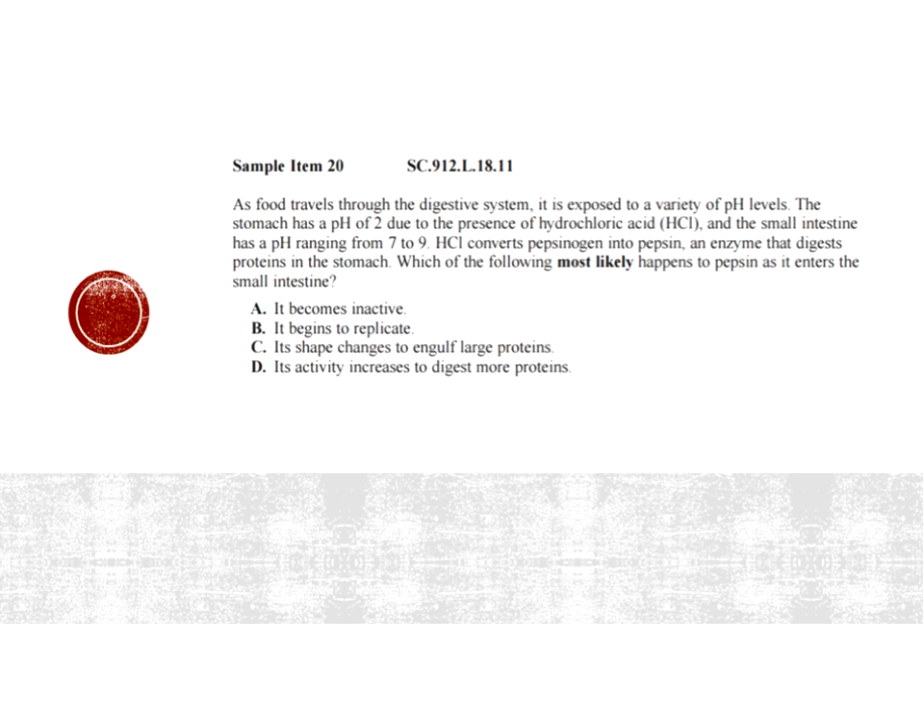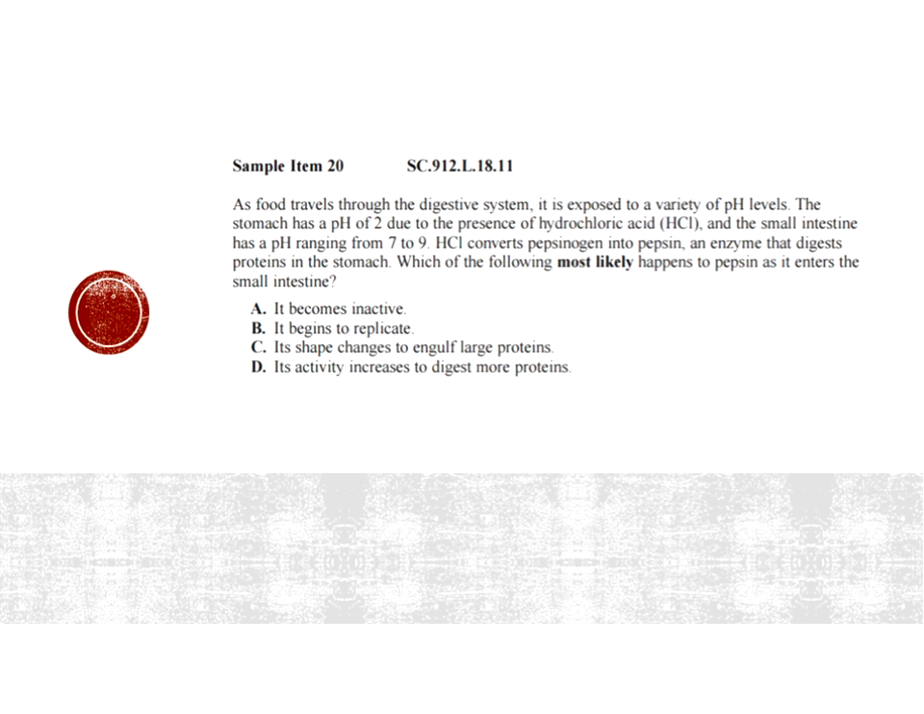All right, here's the next question. As food travels through the digestive system, it is exposed to a variety of pH levels. The stomach has a pH of 2 due to the presence of hydrochloric acid. The small intestine has a pH ranging from 7 to 9, which is going to be more basic. HCl converts pepsinogen into pepsin, an enzyme that digests proteins in the stomach. Which of the following most likely happens to the pepsin as it enters the small intestine?